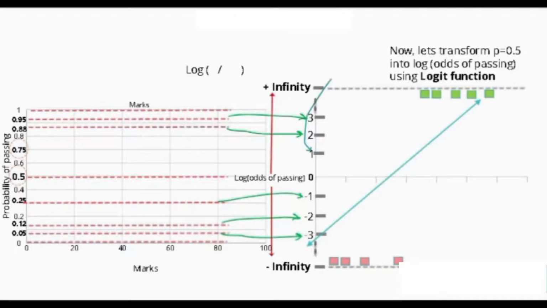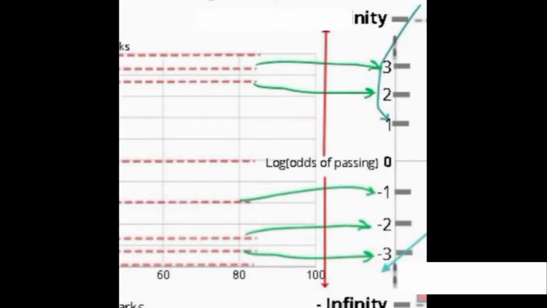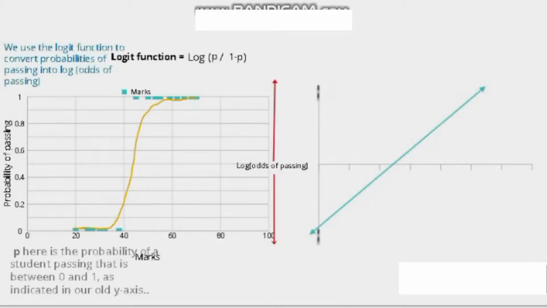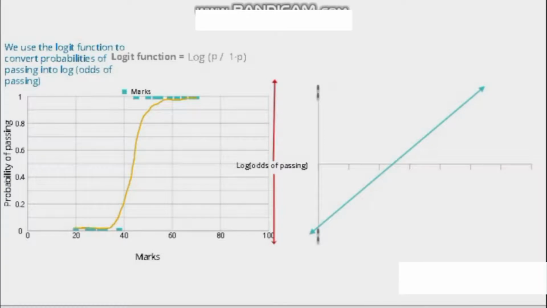Now let's talk about how the log of odds line is formed. We take each threshold from probability of passing, plug it into a logit function and get a new threshold for log odds of passing. We use the logit function to convert probabilities of passing into log odds of passing. The logit function is log of p upon 1 minus p, where p indicates the probability of passing.